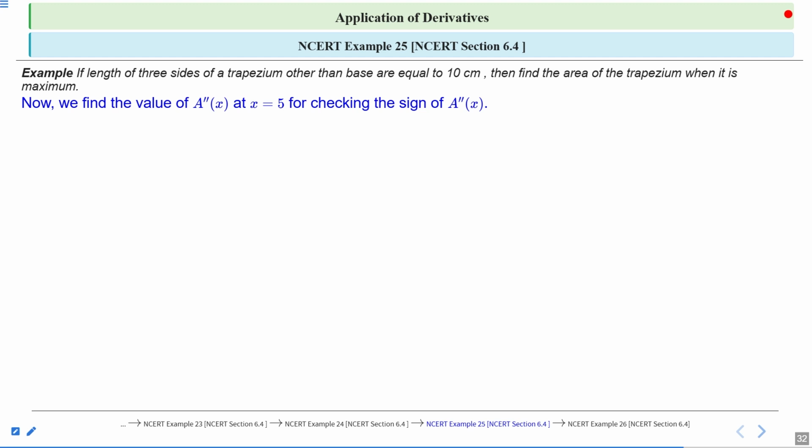Now we find the value of A''(x) at x equal to 5 for checking the sign of A''(x). So A''(5) will be equal to 2 into 5 cube minus 300 into 5 minus 1000 upon 100 minus 5 square to the power 3 by 2, which will be equal to minus 2250 upon 75 root 75, which after solving we will get minus 30 upon root 75, which is less than 0.